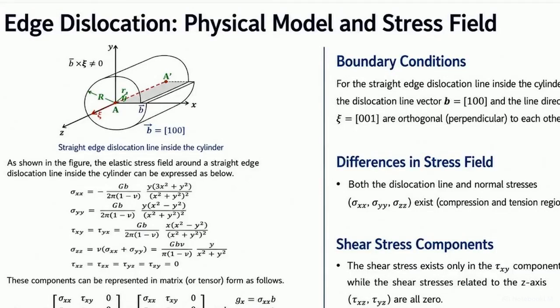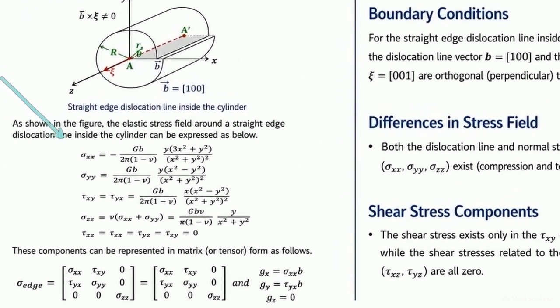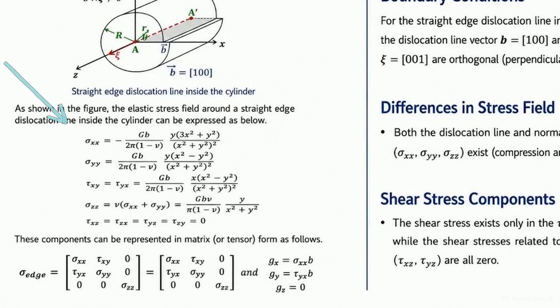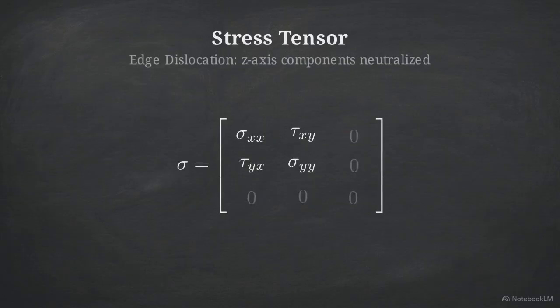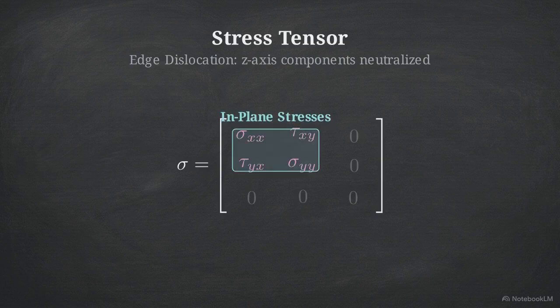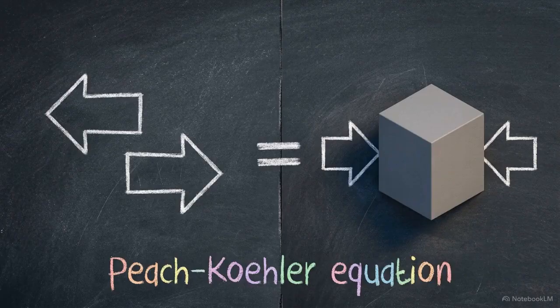For an edge dislocation, the boundary condition changes. The Burgers vector and the line direction are now strictly orthogonal. This shift to an orthogonal geometry results in a more complex elastic stress field. Unlike the screw model, the edge dislocation stress field contains both shear stresses and normal stresses, creating distinct regions of compression and tension. The shear stresses related to the z-axis are zero, leaving only the in-plane shear components and the normal stresses. This combination of normal and shear forces changes the mathematical output we will get from the Koehler equation.